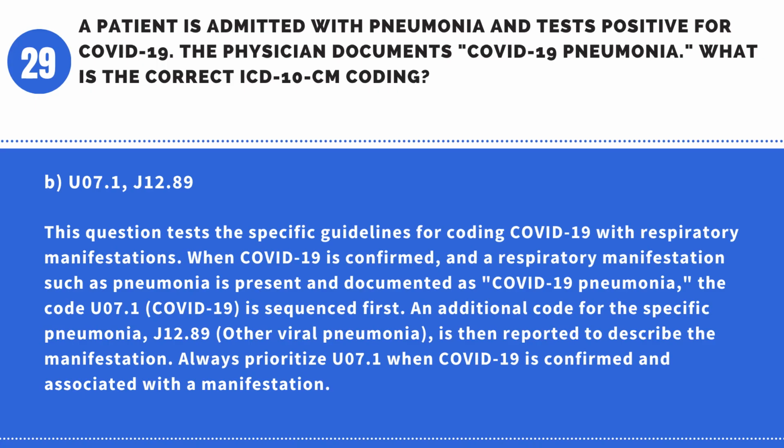U07.1, J12.89. This question tests the specific guidelines for coding COVID-19 with respiratory manifestations. When COVID-19 is confirmed and a respiratory manifestation such as pneumonia is present and documented as COVID-19 pneumonia, the code U07.1, COVID-19, is sequenced first. An additional code for the specific pneumonia, J12.89, other viral pneumonia, is then reported to describe the manifestation. Always prioritize U07.1 when COVID-19 is confirmed and associated with a manifestation.